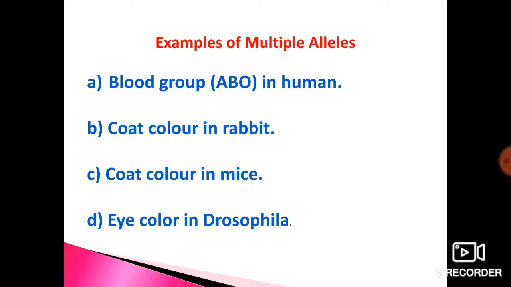Now, there are various genes in nature which are multiple allelic. I've just listed 4 examples. One is blood group, which is Karl Landsteiner's ABO blood group. Coat color in rabbit; by coat color, we mean the color of its fur. Also, the coat color in mice is similar to the coat color in rabbit. And the eye color in Drosophila melanogaster, which is the fruit fly.